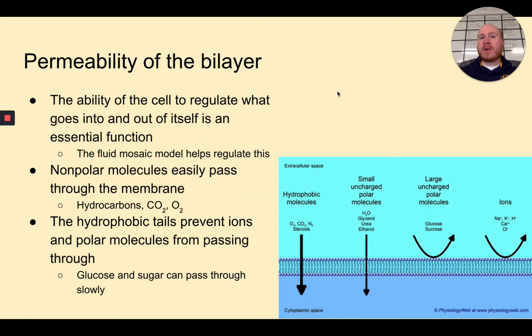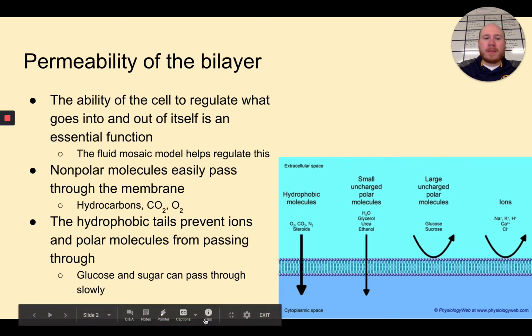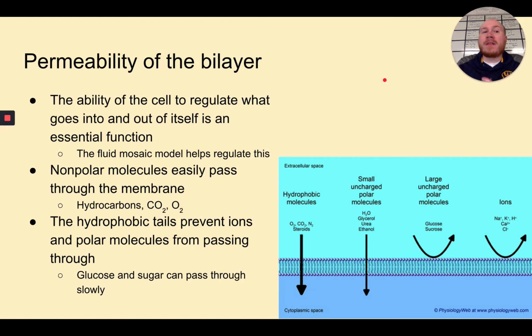So first let's talk a little bit about the bilayer. The bilayer is selectively permeable. The ability of the cell to regulate what goes into and out of itself is an essential function of the actual membrane itself. So it's really important that the cell is able to control what goes in and out. Certain things it doesn't have a lot of control over, like oxygen and carbon dioxide. But a lot of other things are really important and can actually be controlled. And it's really important to control it. It's part of homeostasis, maintaining balance in the cell.